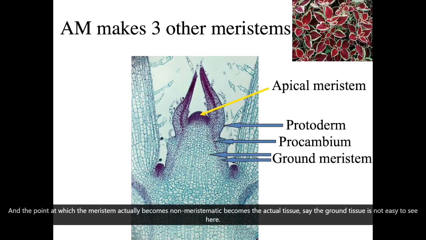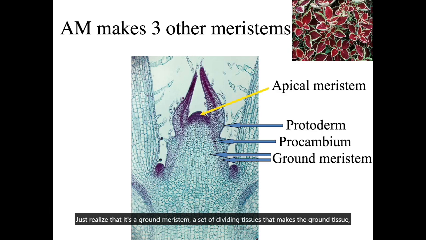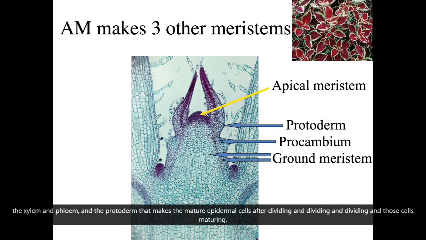And the point at which the meristem actually becomes non-meristematic, becomes the actual tissue, say the ground tissue, is not easy to see here. Just realize that it's a ground meristem, a set of dividing tissues that makes the ground tissue. The procambium, dividing tissues that make the vascular tissue, the xylem and phloem, and the protoderm that makes the mature epidermal cells after dividing and dividing and dividing, and those cells maturing.